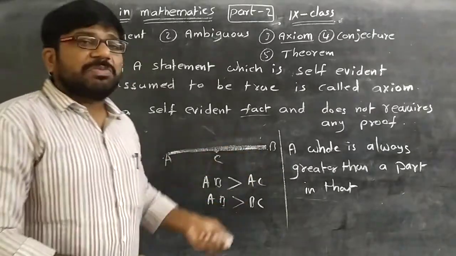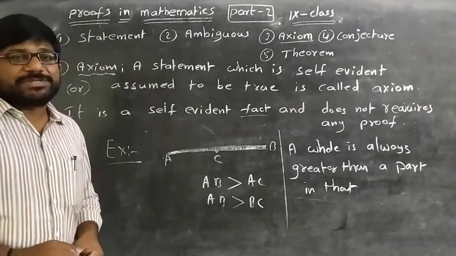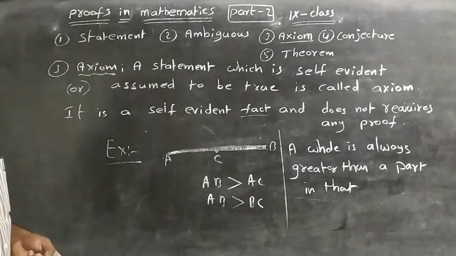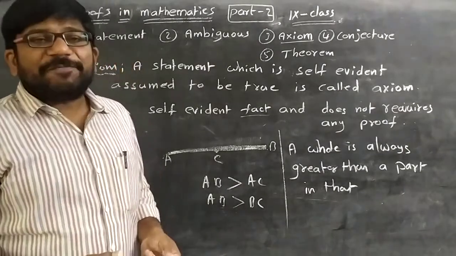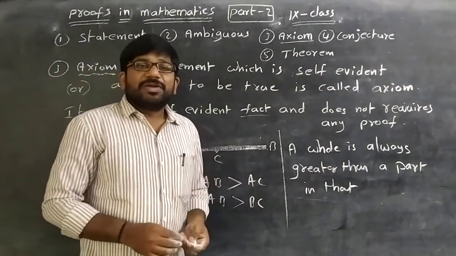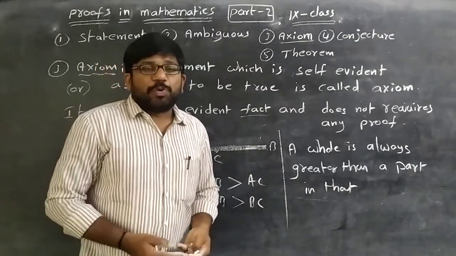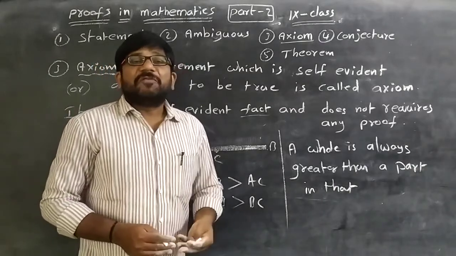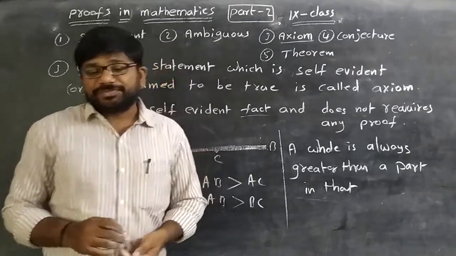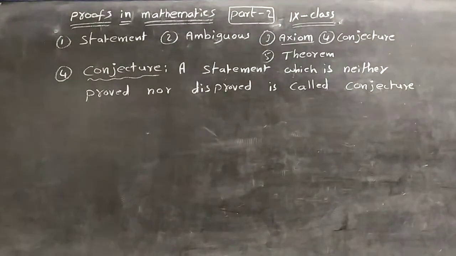So this axiom was found by Euclid, right? Euclid's axioms. So once again listen, self-evident statements are called axioms, right? For axioms there is no need to prove, right? These are facts, right? So go for the next definition.